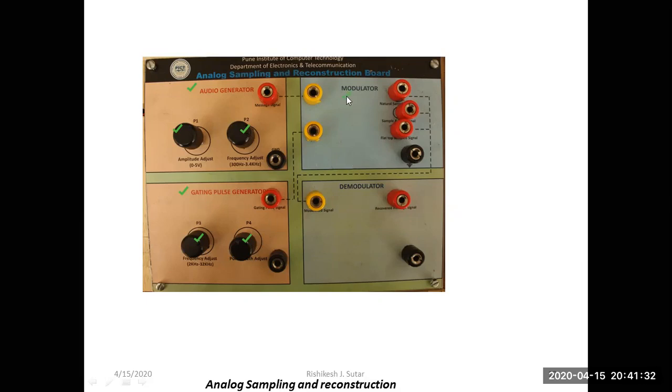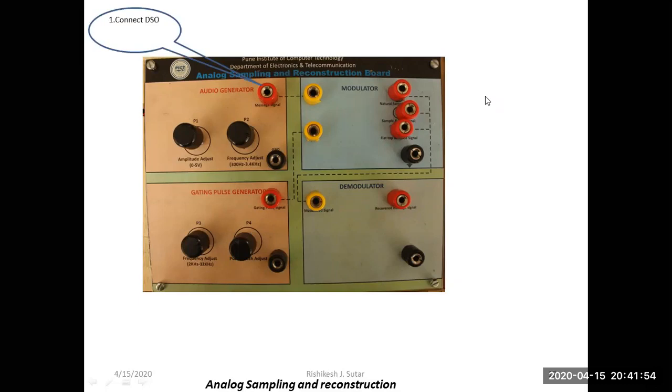Third section is the modulator section, which gives out the sampled signals, and fourth section is the demodulator section, which recovers the modulating signal for me. Let us see the demonstration of this practical stepwise.